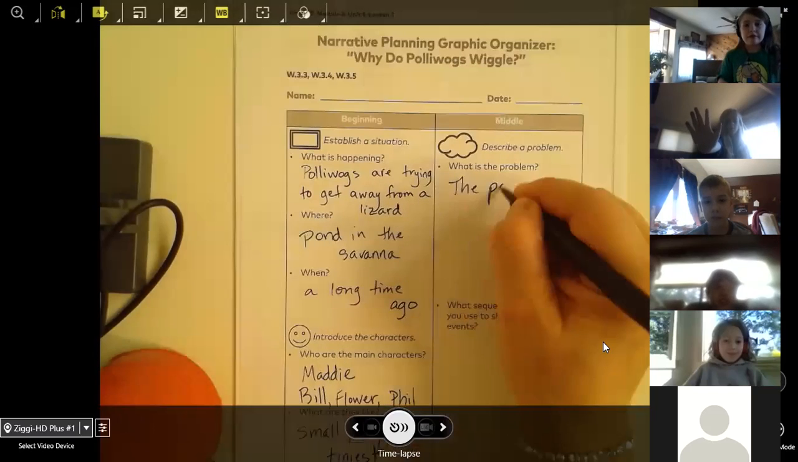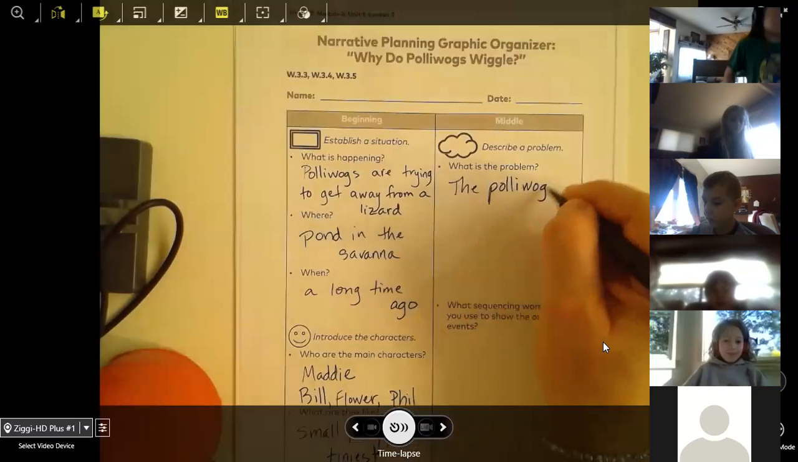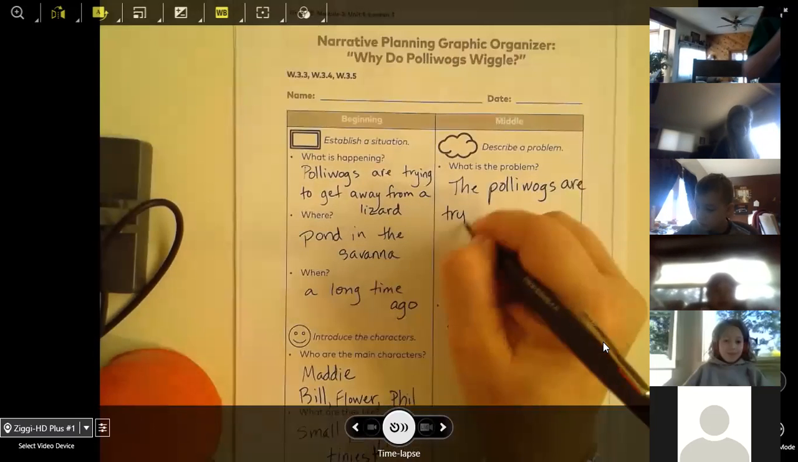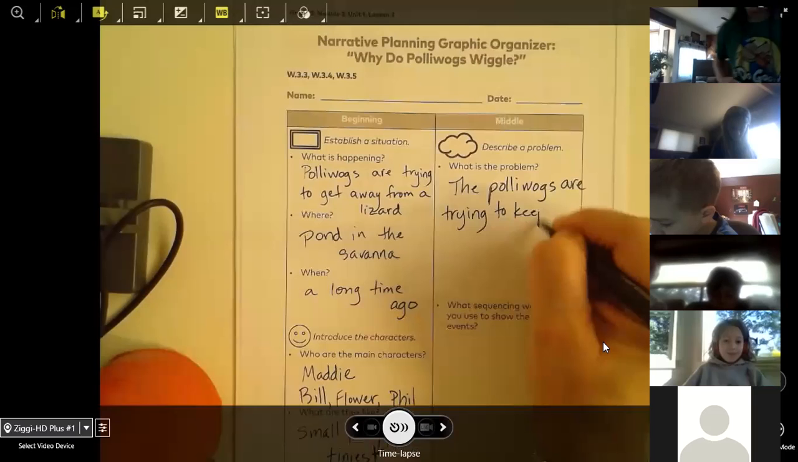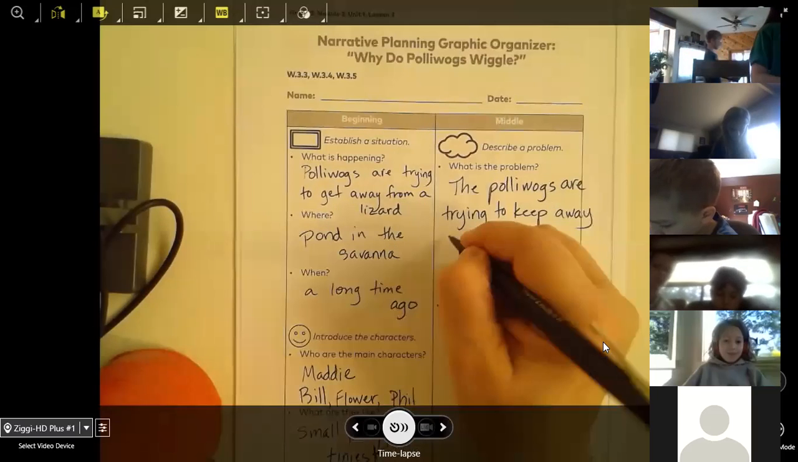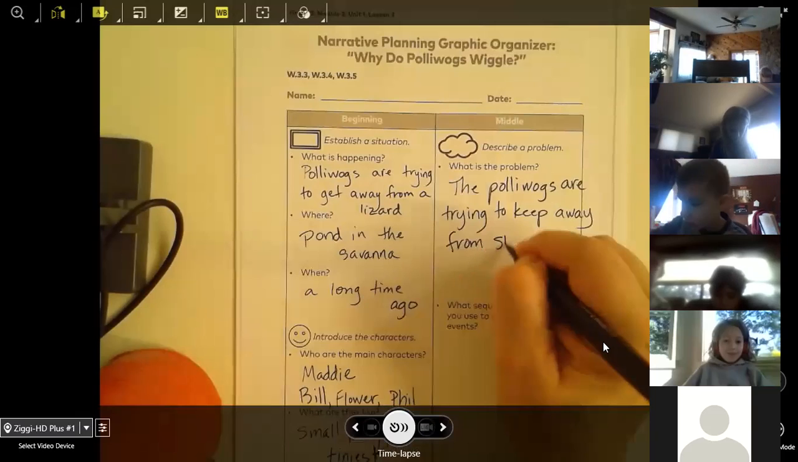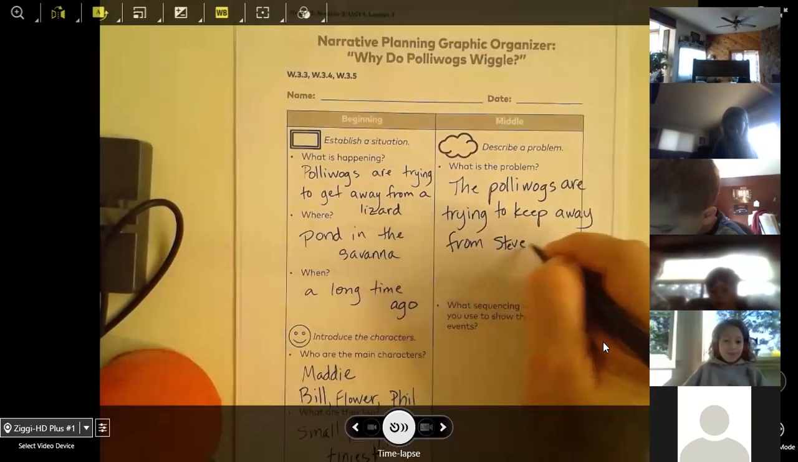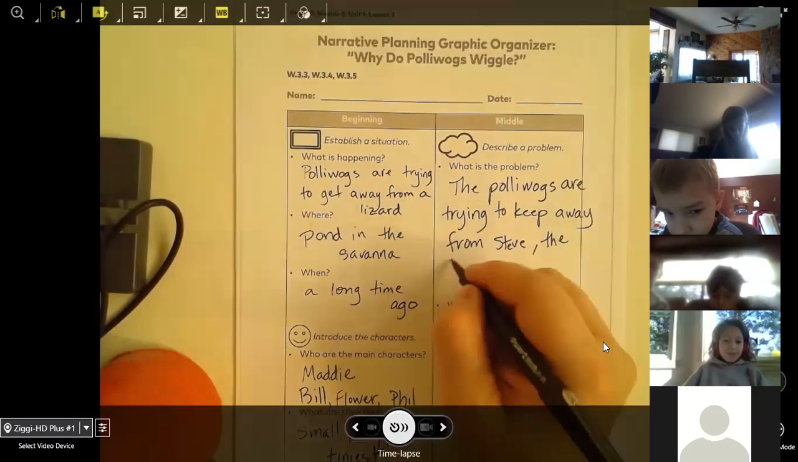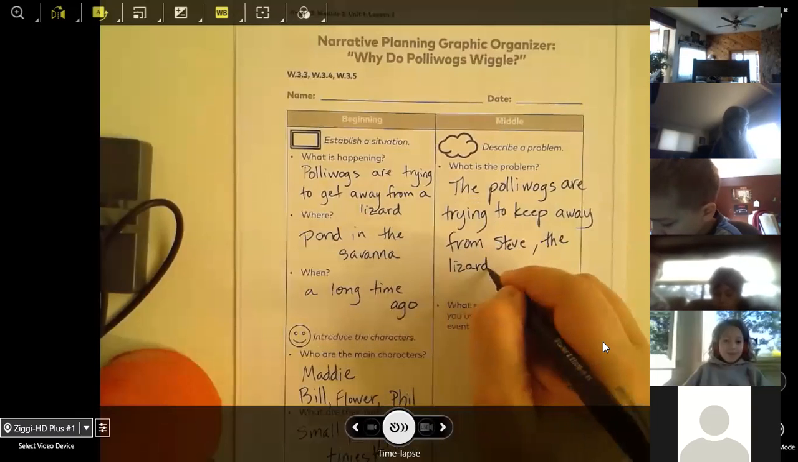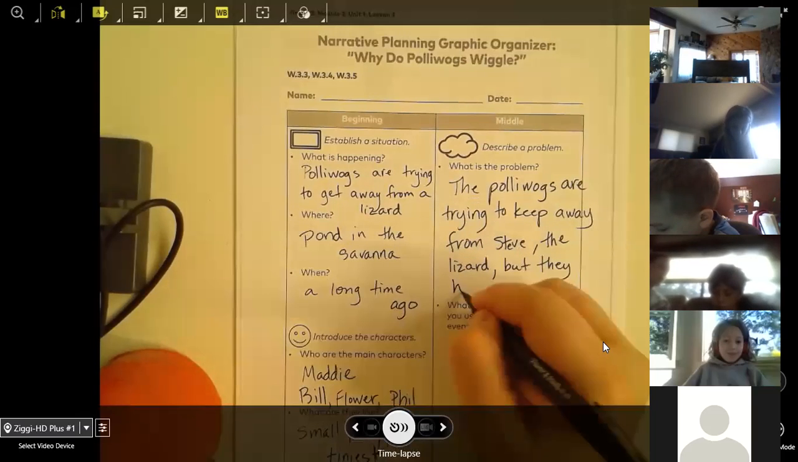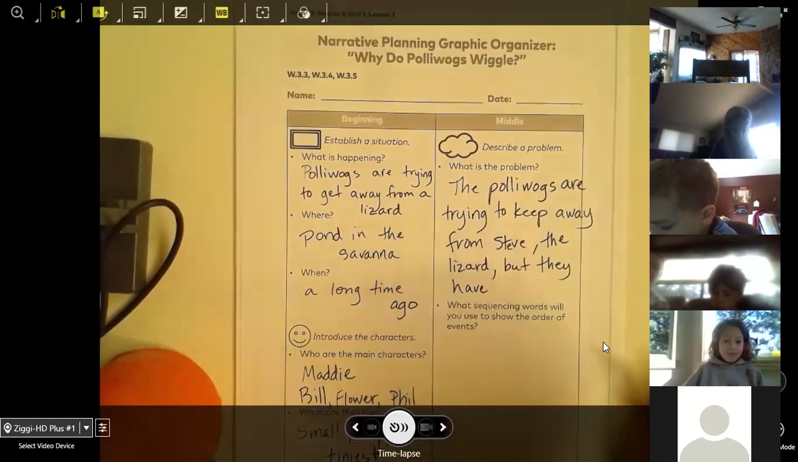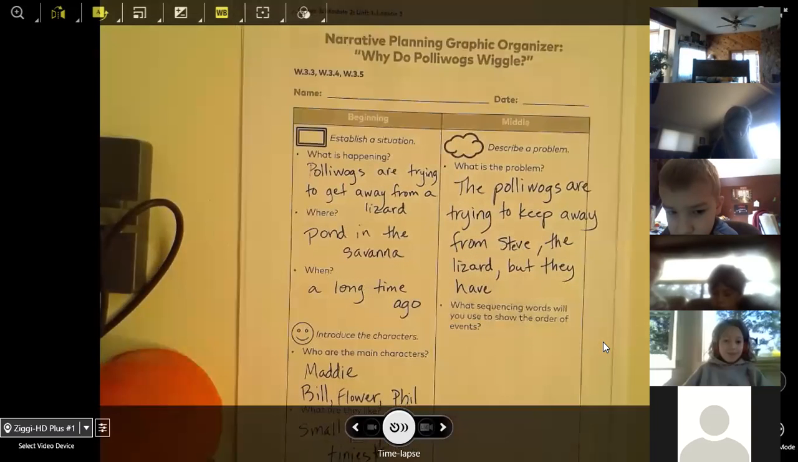The pollywogs are trying to keep away from Steve, the lizard, but they have, what are they missing? But they have no legs.